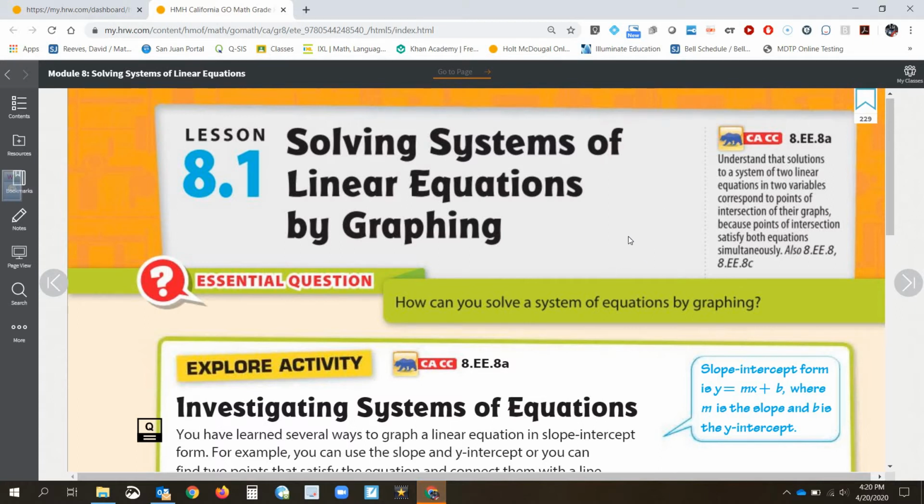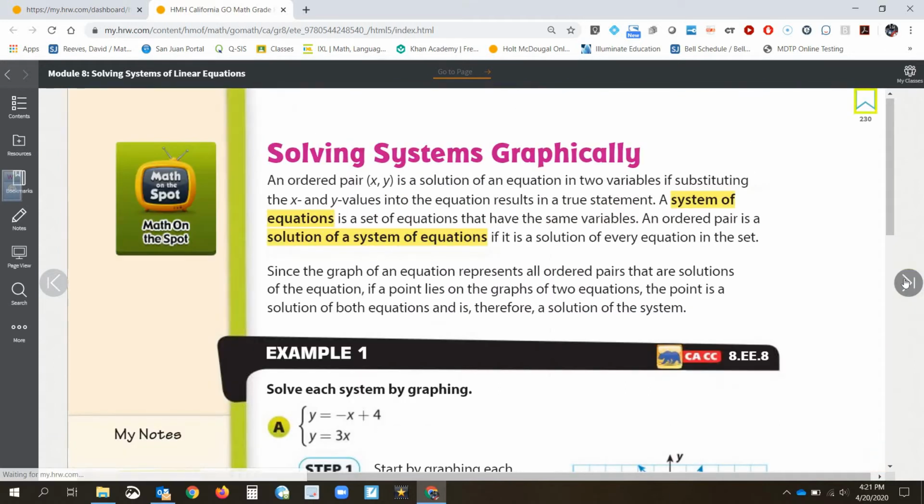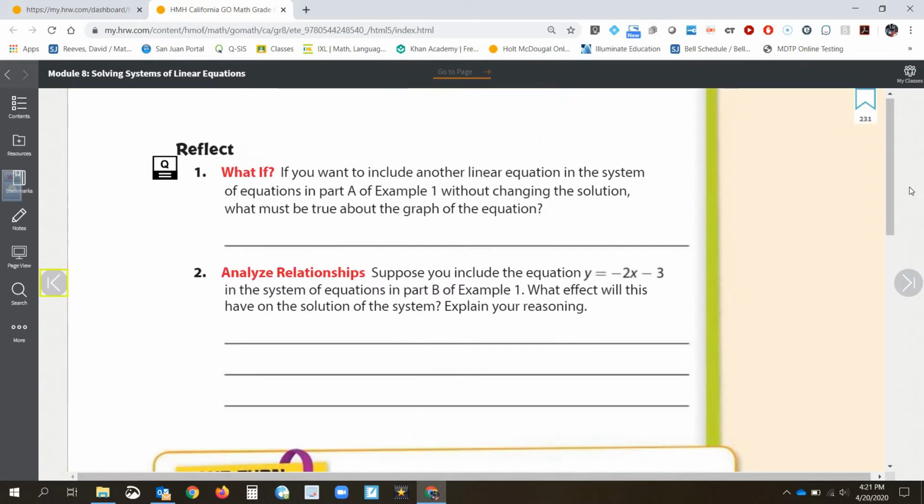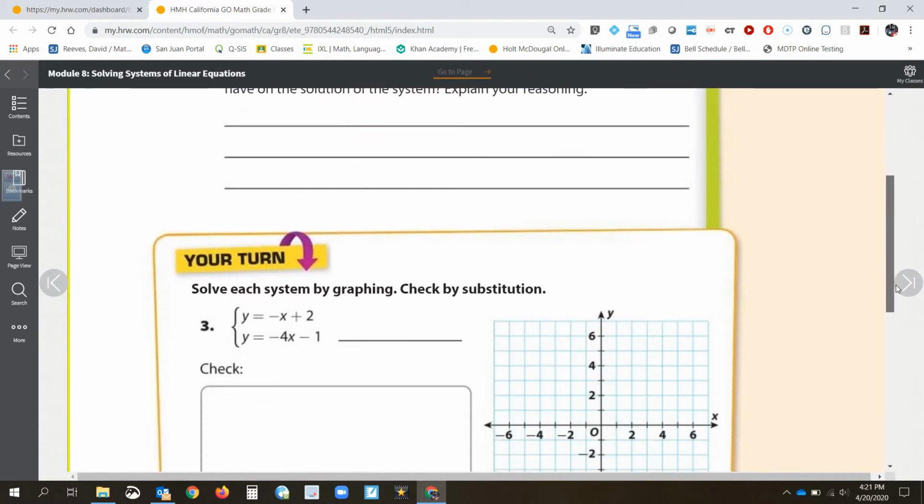I'm going to be making two videos. The first video is just going to be on solving systems given the two equations, and the second one is going to be solving problems by graphing. So I'm going to go ahead right now and dive right in to a couple of problems.